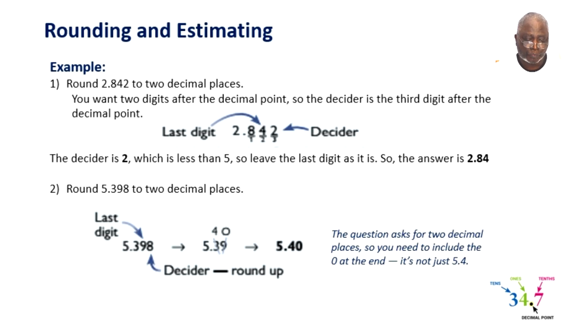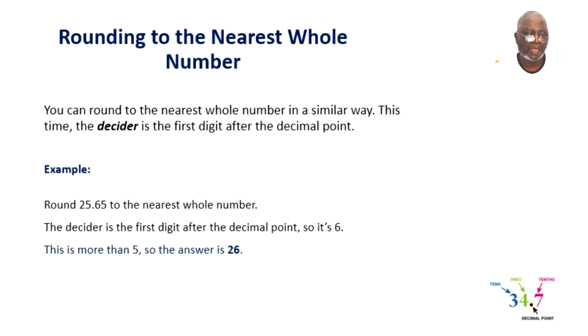Okay? The question asks for 2 decimal places, so you need to include the 0 at the end. It's not just 4. So read your questions carefully. If it asks for 2 decimal places and the second decimal place is a 0, you have to put it there.